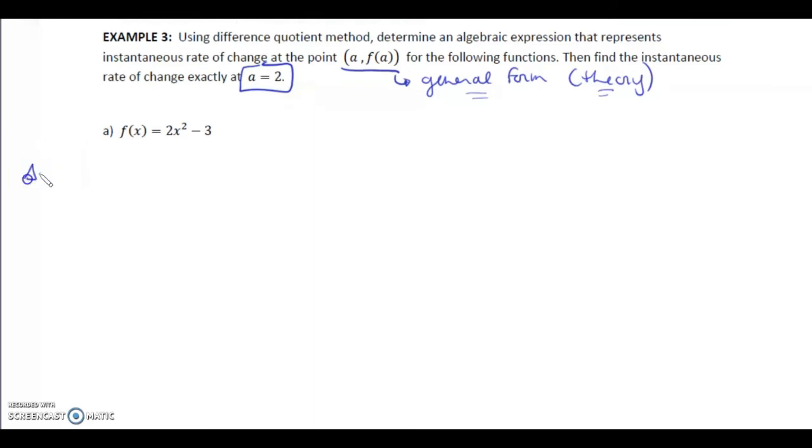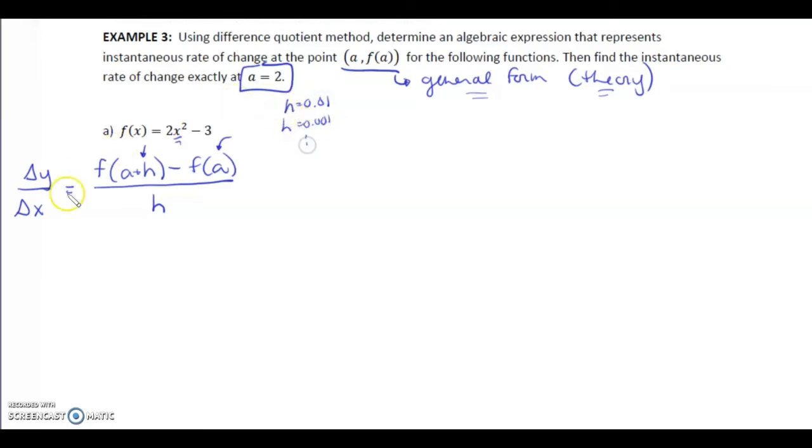So we know from the previous slide, the change in y over the change in x, that's our slope, so that's our instantaneous rate of change. What we're going to do is sub in f at a plus h minus f at a, all over h. And we talked about this. We're going to sub in a plus h every time we see an x. We're going to sub in a every time we see an x. And then we know the denominator is simply going to be h, and h is usually 0.01 or 0.001 and so on.